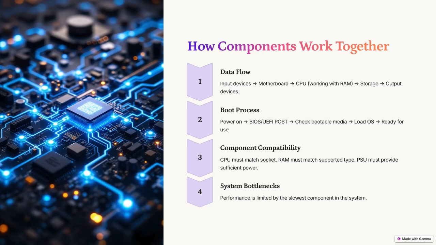How everything works together. Now that we've covered the main components, let's see how they all work together. You provide input through a device like your keyboard. This signal travels to the CPU, which processes the information. The CPU uses RAM to temporarily store and quickly access data. Processed data can be saved to storage devices for long-term keeping.